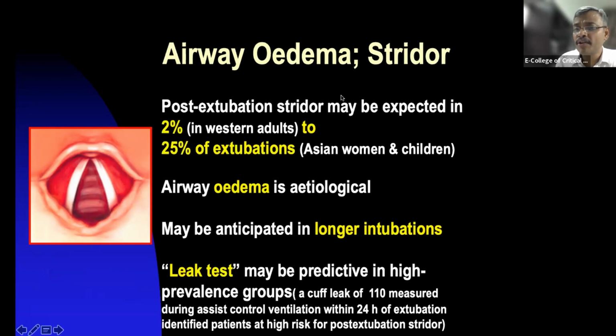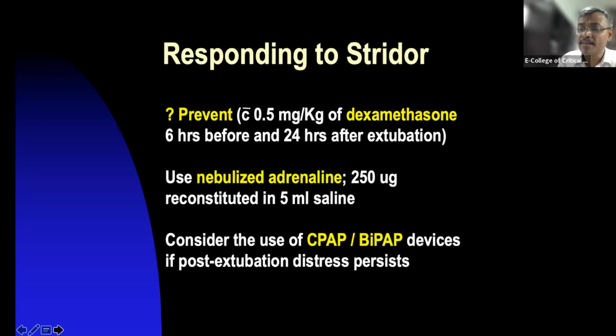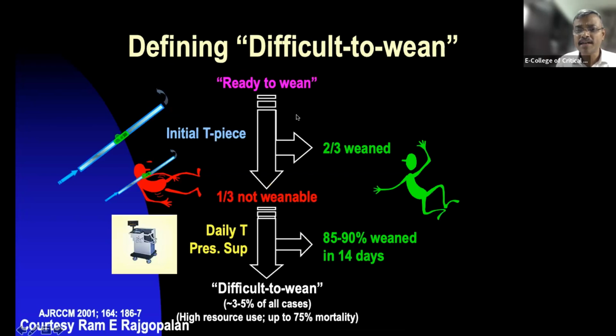Extubation failure can happen because of airway edema, also because of laryngeal edema. Don't worry, we can manage that easily. We can use some positive pressure and steroid therapy. It is very easily manageable. People will not die because of airway edema. People will die because of not being able to manage other causes. If the patient is ready to wean, most patients are weanable.